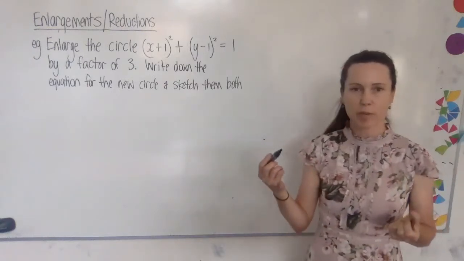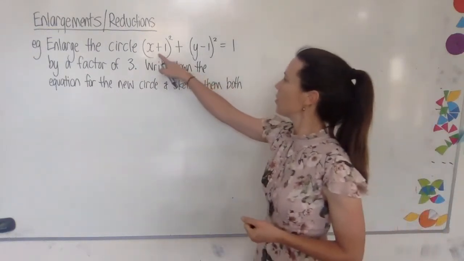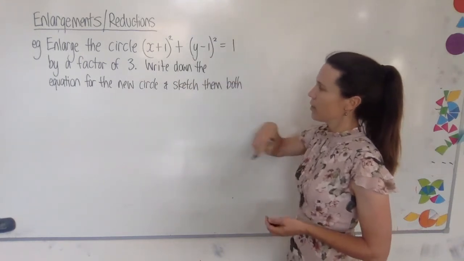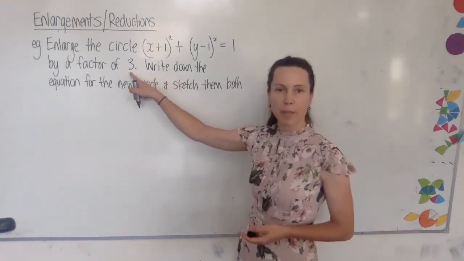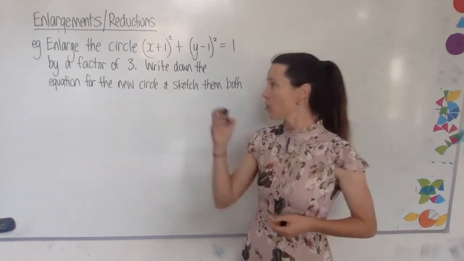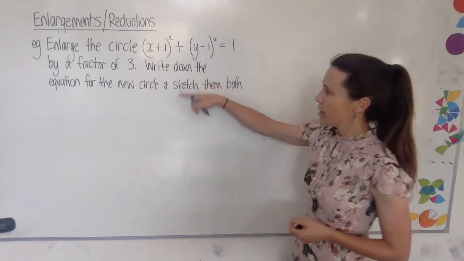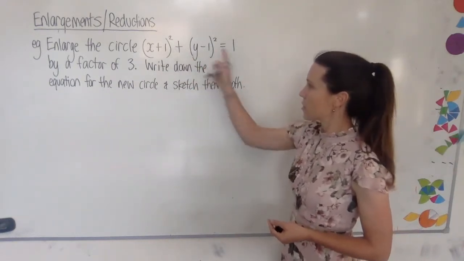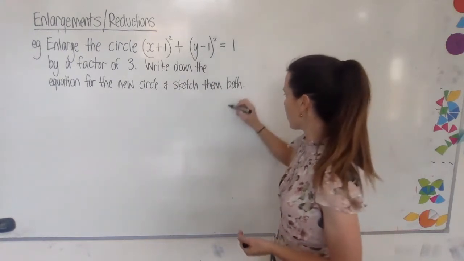So in our first example, we're going to enlarge this circle. x plus 1 all squared plus y minus 1 all squared equals 1. We're going to enlarge it by a factor of 3. That means we need to change the x to x over 3. We need to change the y to y over 3. Now we need to write down the equation for the new circle, and then we need to sketch them both.